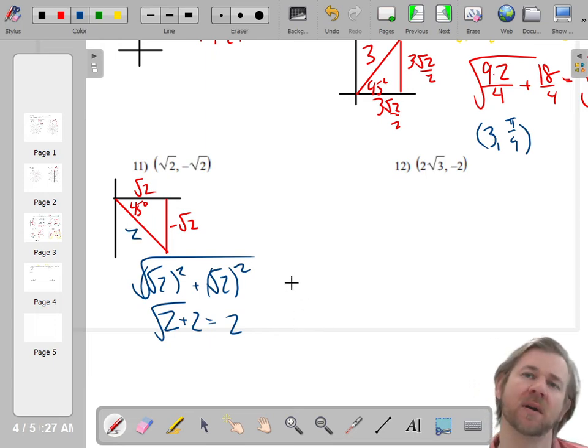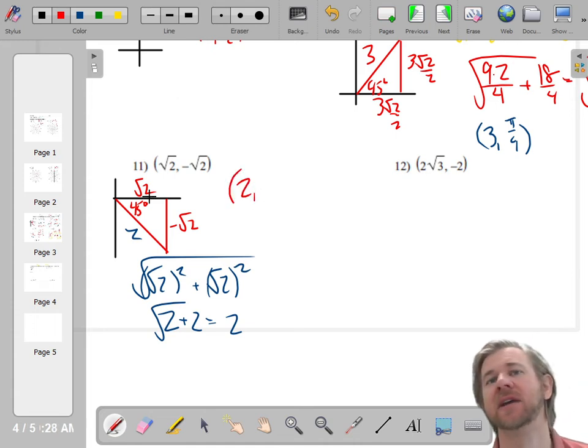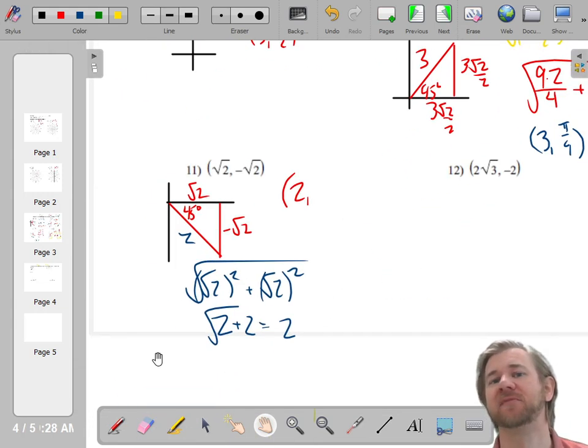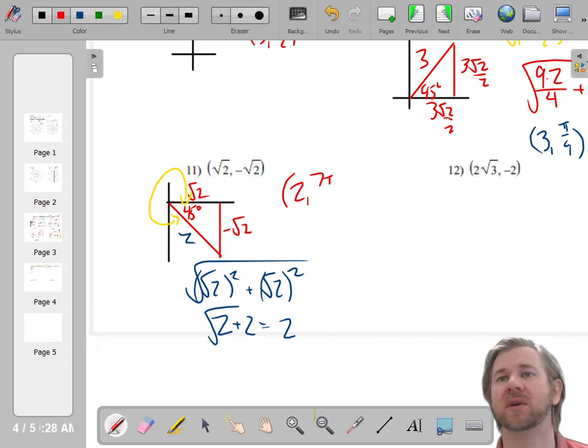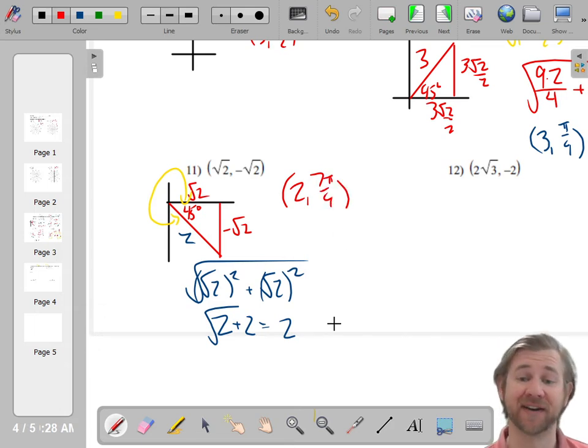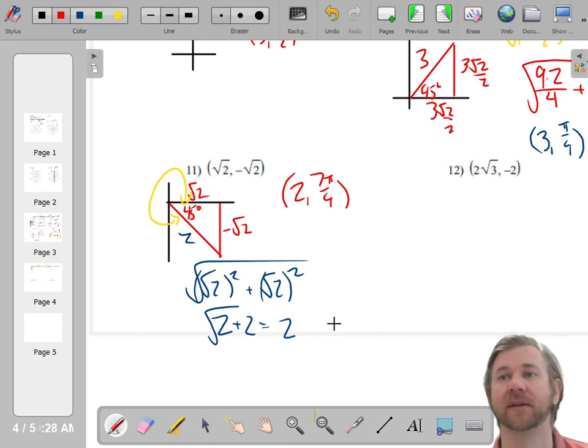And now I will do the angle, as the radius is 2. And the angle, because they said they want the angle to be positive, so I'm not going to say negative pi over 4. I need to go all the way around, which is 7 pi over 4. Okay, if they specify that the angle needs to be positive, the angle needs to be positive. So make sure you do that correctly.